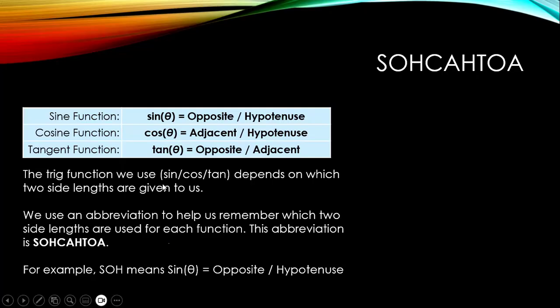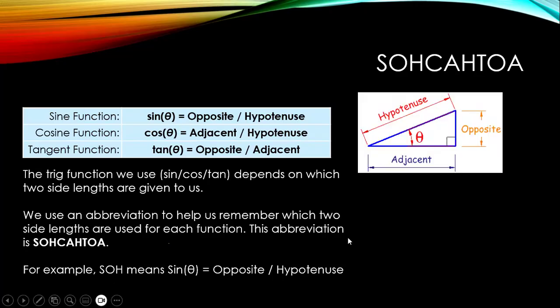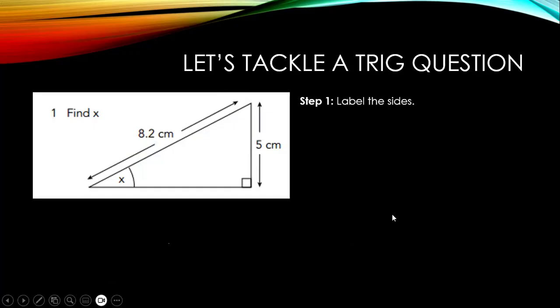Now the trig function we use, sine, cos, and tan, depends on which two side lengths are given to us. We use an abbreviation to help us remember which two side lengths are used for each function, and this abbreviation is called SOHCAHTOA. So for example, SO means sine, which is opposite over hypotenuse. Okay, now we have this. The first thing you want to do, always label the sides. So we know that this is the hypotenuse, that's your opposite, and then your adjacent.